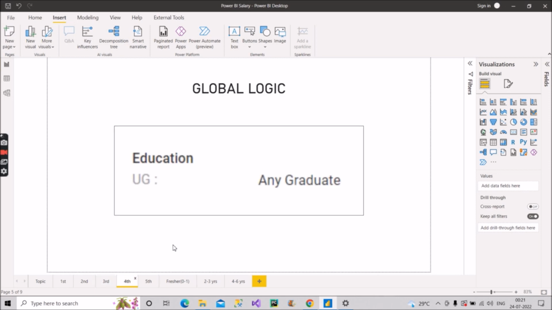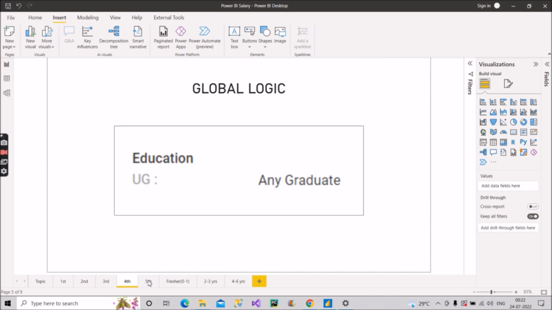Let's move ahead with the next one. The fourth one is the company Global Logic, and here you can see they have given the requirement as any graduate. Any graduate can apply for this position of Power BI developer. Global Logic is also a very large company, also an MNC, and they are allowing any graduate. So people who have degrees like BA or BCom can also apply and learn Power BI and related skills. This is the fourth one I wanted to show you all.